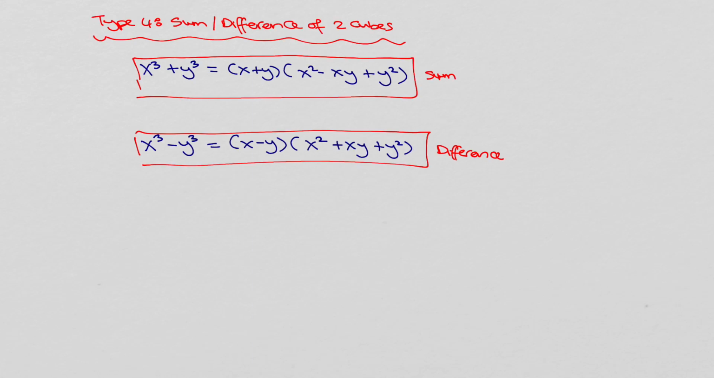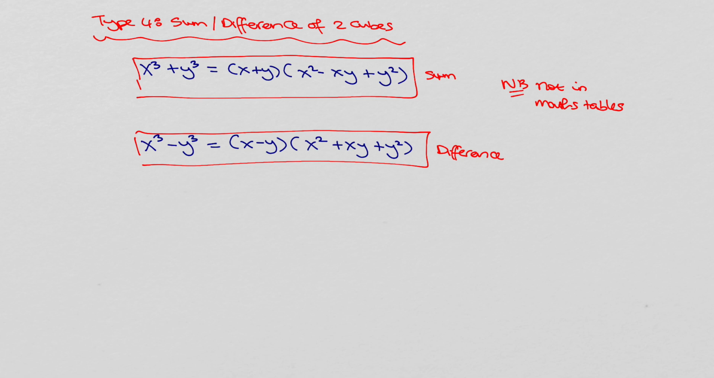So type 4 is where we're going to have the sum or difference of two perfect cubes. Again, these are not in our maths tables, so we need to know these off by heart. It's just a matter of practicing writing out these equations and learning them. So the difference of two squares, the sum or difference of two cubes, all three of these need to be learnt off by heart.